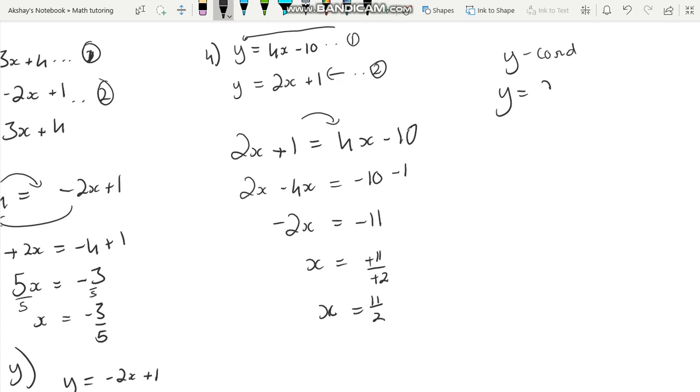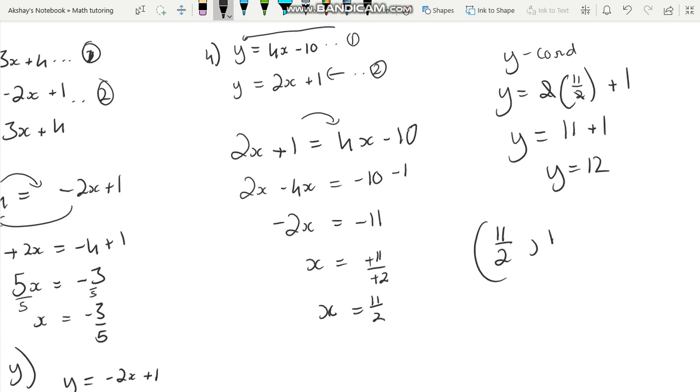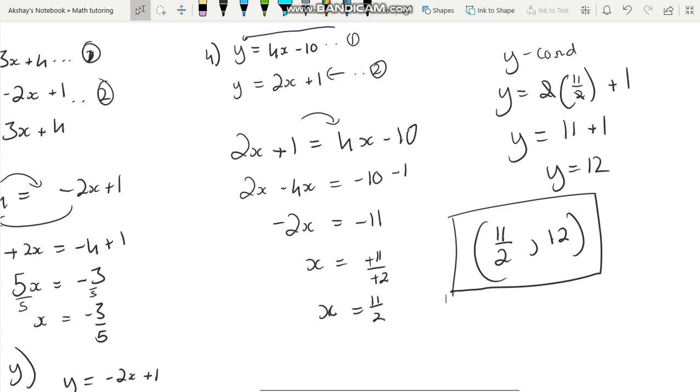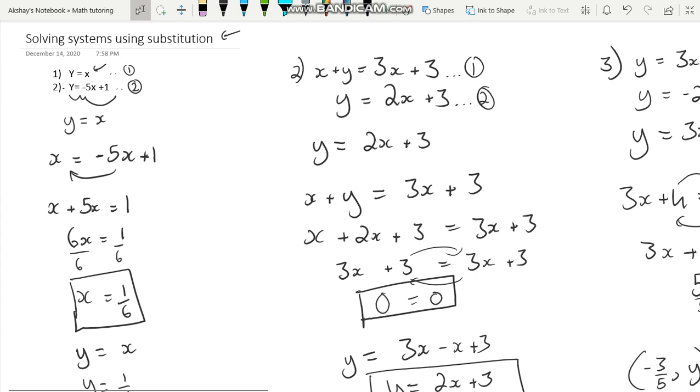So y is equal to 2 times x, which would be 11 divided by 2, plus 1. I can cancel 2 and 2. So y is equal to 11 plus 1. Y is equal to 12. So I know my intersection point is 11 divided by 2, comma 12. And there we go, that's my answer. And that was solving systems of equations by substitution.